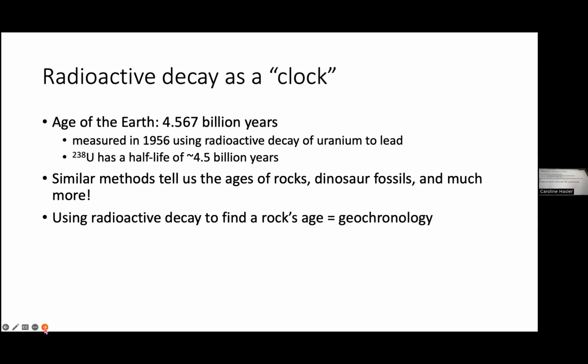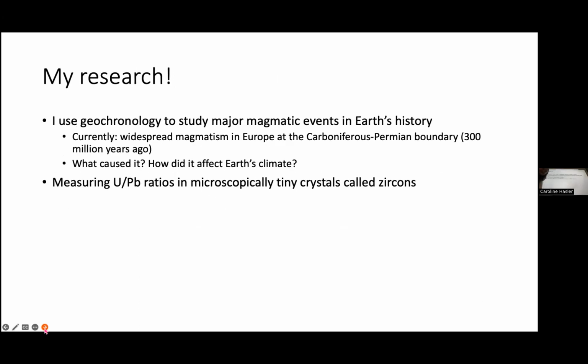The study of using radioactive decays to find out a rock's age or a sample's age is called geochronology, from the Greek word geo for earth and chronos meaning time. So we're looking at timescales and the timing of processes in Earth's history. And that's what I do in my research.